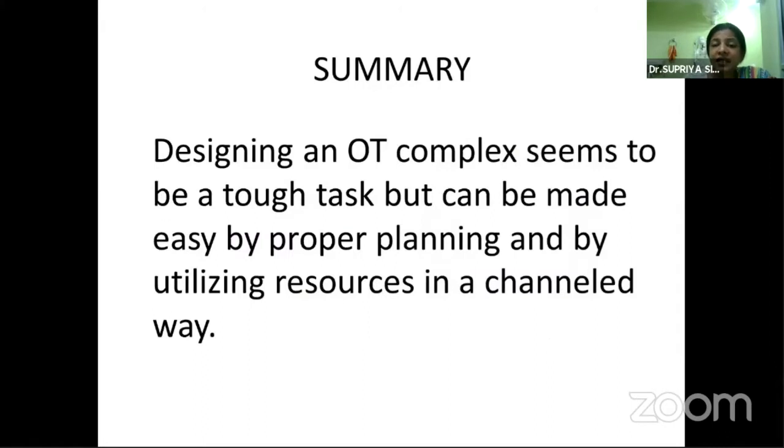To summarize, designing an OT complex seems to be a tough task, but it can be made easy by proper planning and by utilizing sources in a channeled way.